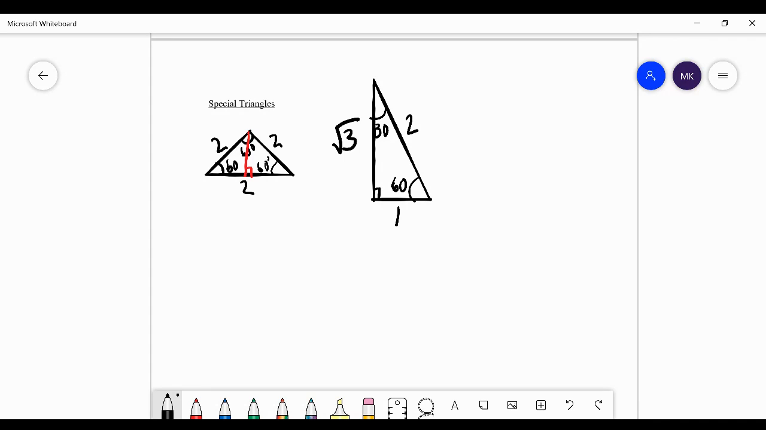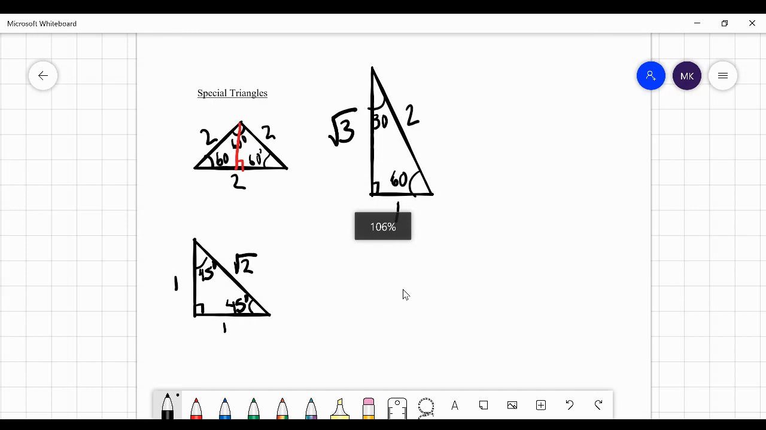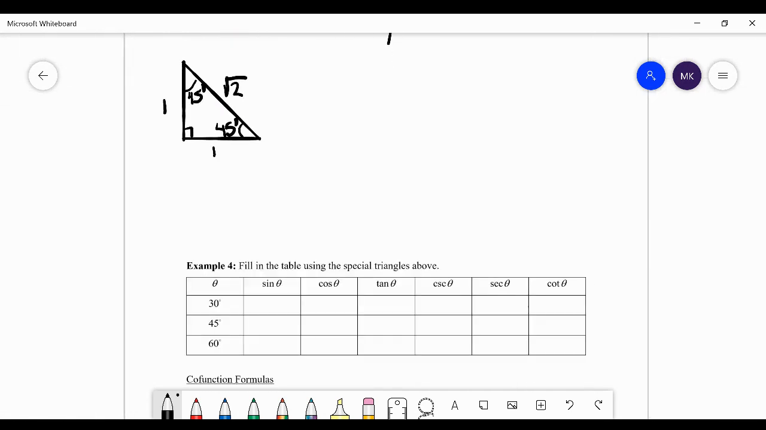Another special triangle we have is this guy. And this is the 45, 45, 90. And if we let both of these sides be 1, this is root 2. So these are 2 special triangles. And the reason why they're special is because they give us the angles that we need to fill in this table.